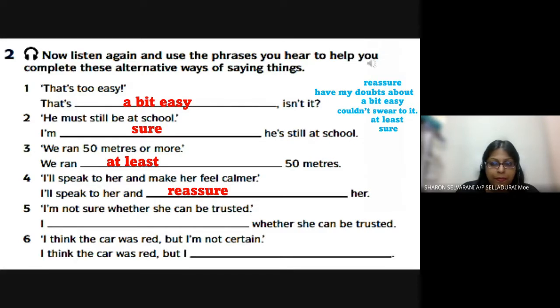I have my doubts about her innocence. 6.